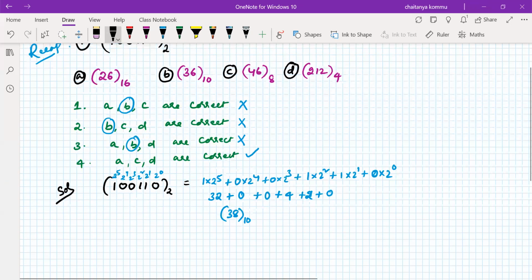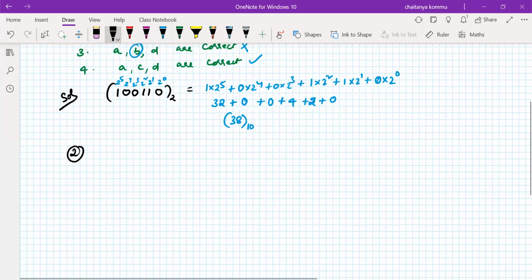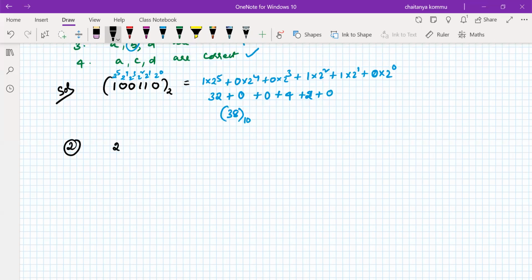Let us do a second problem. For example, 211 of base x is equal to 152 of base 8. Some base x is there. 211 is in some base x, which is equivalent to octal 152. So here, find x. x is equal to how much?